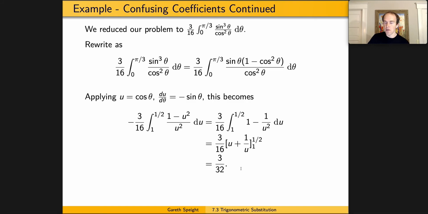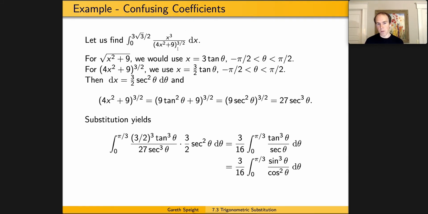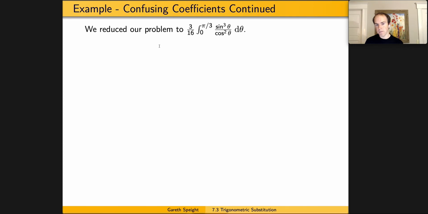So this one was kind of long, but the only new point here was really that we didn't have x squared plus 9, in which case we would have used x equals 3 tangent theta. But if there is a coefficient in front of the x squared, you're going to want to do what you normally would, but divide by the square root of that coefficient.